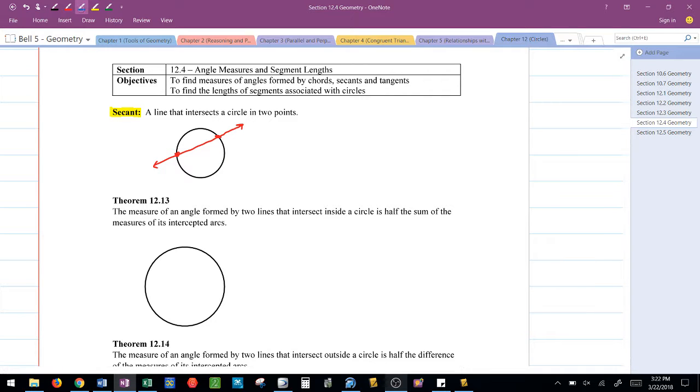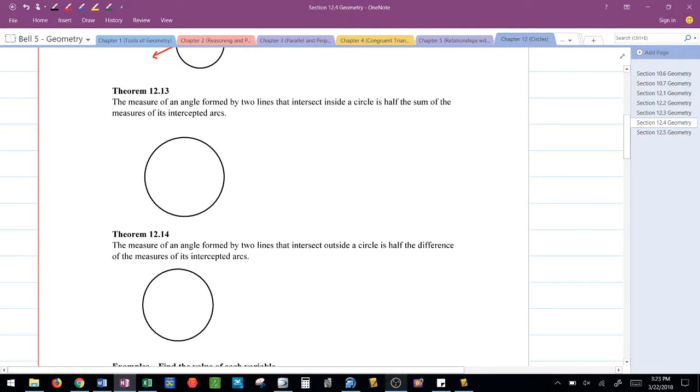Now, if you look at a secant and you just focus on what's going on inside the circle, that part that I just put there in blue is what we call a chord. So a secant is the line. A chord is a segment of the line that is inside the circle. All right? So let's look at the first theorem here.